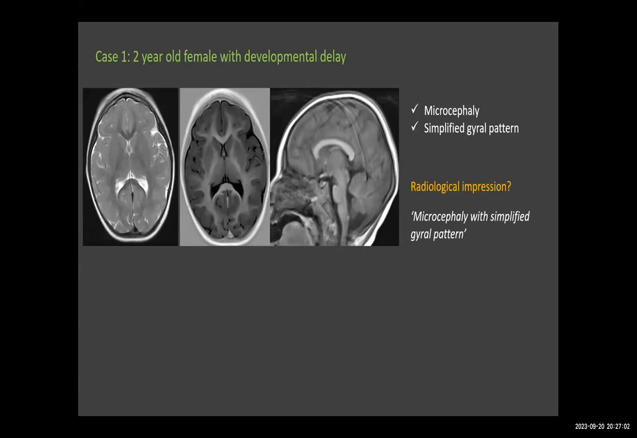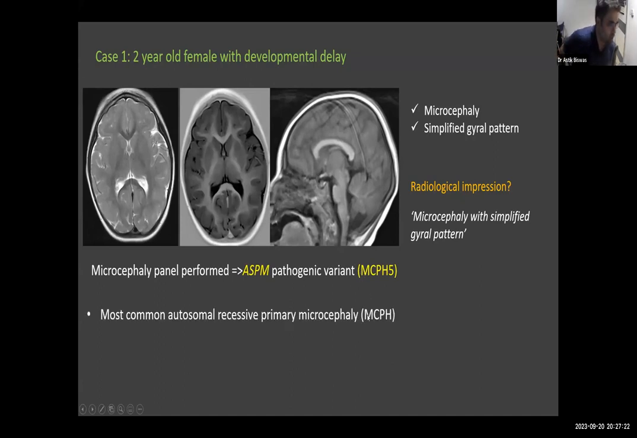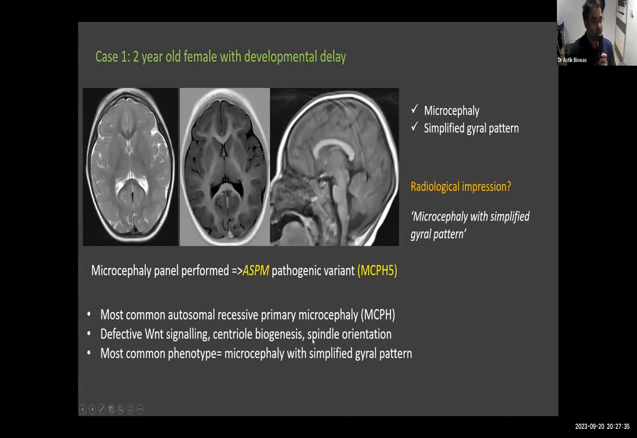Of course, a lot of the acquired causes need to be excluded. And then, once there is a strong indication that this might be a neurogenetic cause, the respective panel can be run. In this case, it was an ASPM pathogenic variant, which is a cause of primary microcephaly type 5. ASPM is the most common autosomal recessive primary microcephaly. And as we saw, it occurs due to defective Wnt signaling, centriole biogenesis, and spindle orientation. The most common phenotype is microcephaly with a simplified gyral pattern.